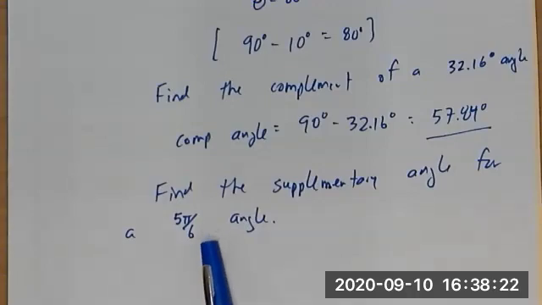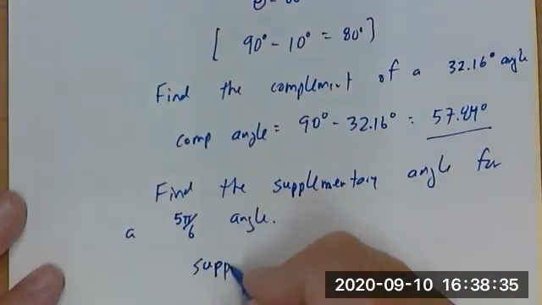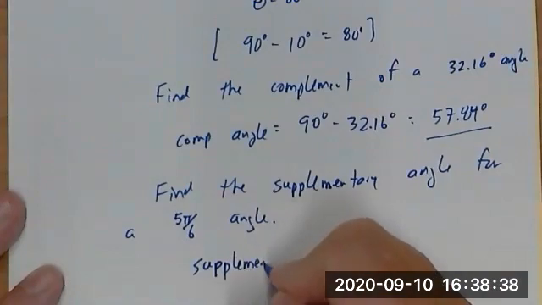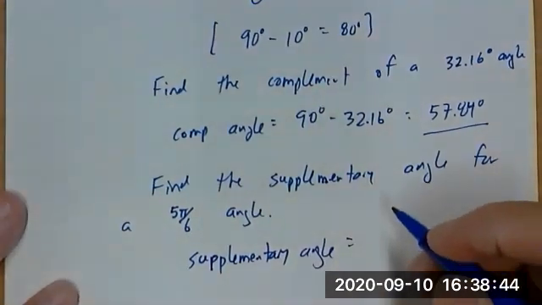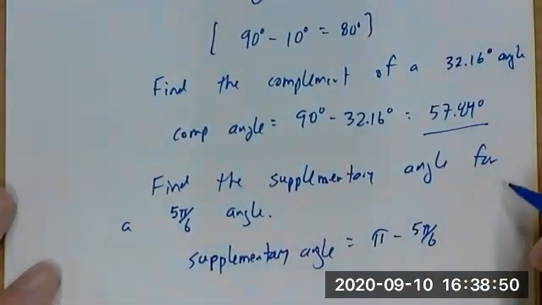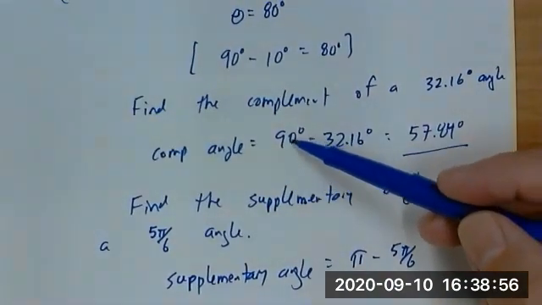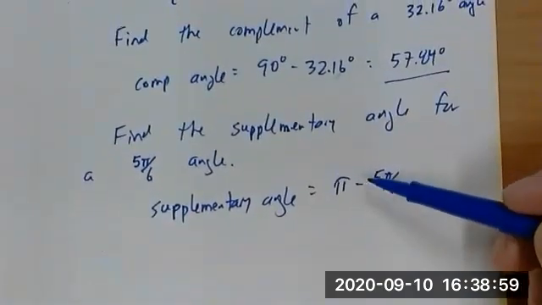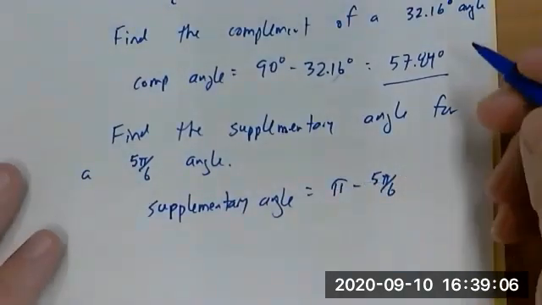So once again, some of you could do it in your head. I could give a problem that's a little more complicated. But the surest way to make sure you don't mess up, the supplementary angle, in this case, you always take pi minus your angle. Just like up here, for a complementary angle, we took 90 minus our angle. For supplementary, and as we work with radians, we take pi minus 5 pi over 6.